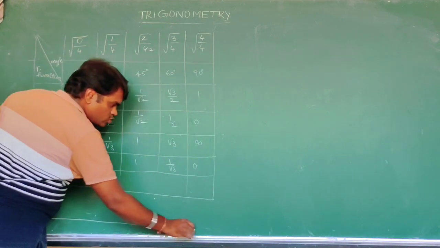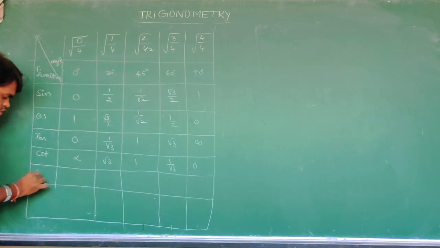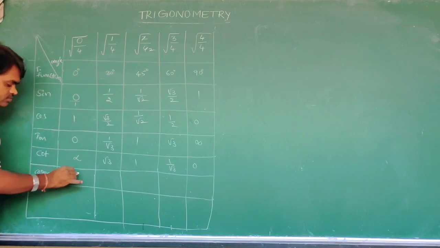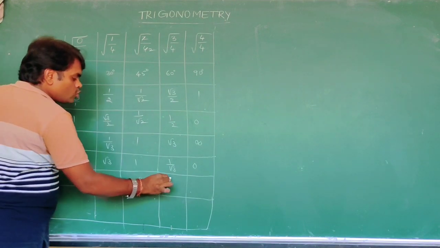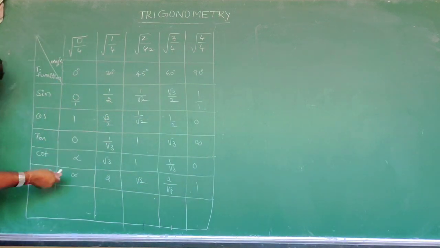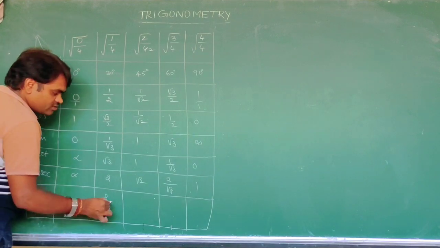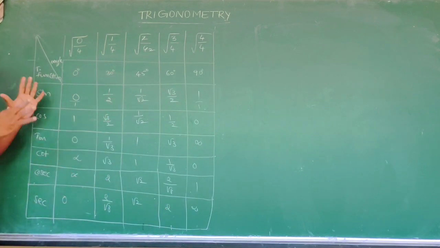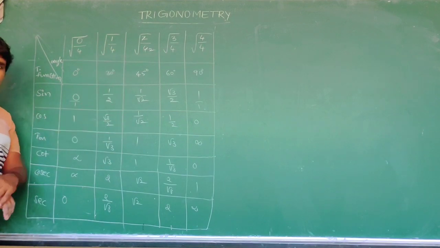Now the last two, the reciprocal ratios of cos and sine. Cosecant is the reciprocal of sine: 1 by 0, infinite, 2, root 2, 2 by root 3, 1. Now reverse it, that is secant: 1, 2 by root 3, root 2, 2, infinite. It is very, very important. This we can remember very easily. Like these 3 steps, we can write it very easily.